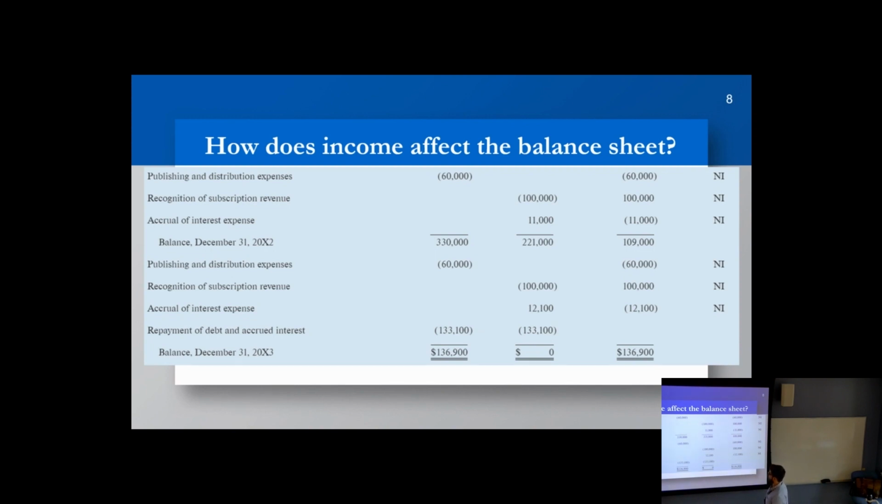Moving forward into the next year, we have more publishing expenses, so again, further reducing our retained earnings. Recognizing more revenue, now it's no longer unearned revenue. It's revenue that has been earned because we've provided the product that we've promised and tied to this subscription income. So we offset our unearned revenue by $100,000, increasing our owner's equity.